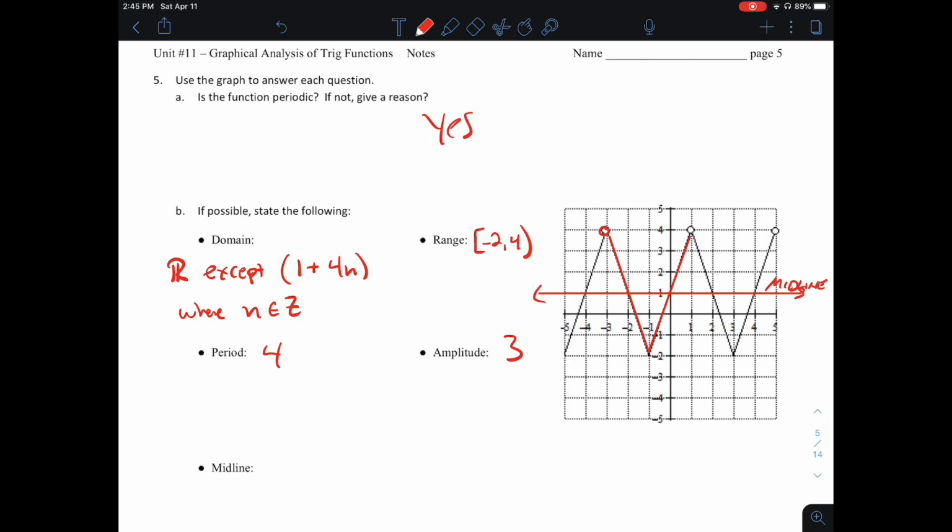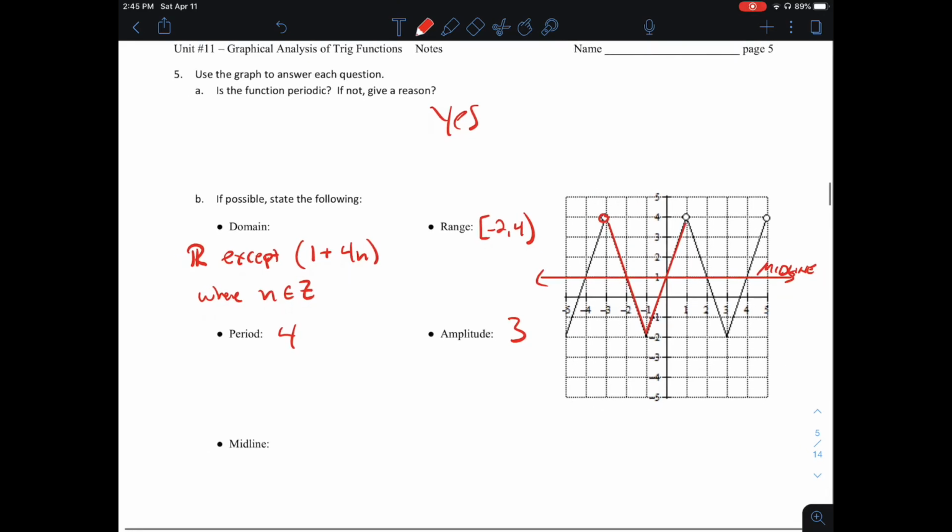I recommend not doing this in the order that I just did it. Writing the midline first is a good idea. It makes the amplitude more obvious. We're going up 3, down 3 for the amplitude.